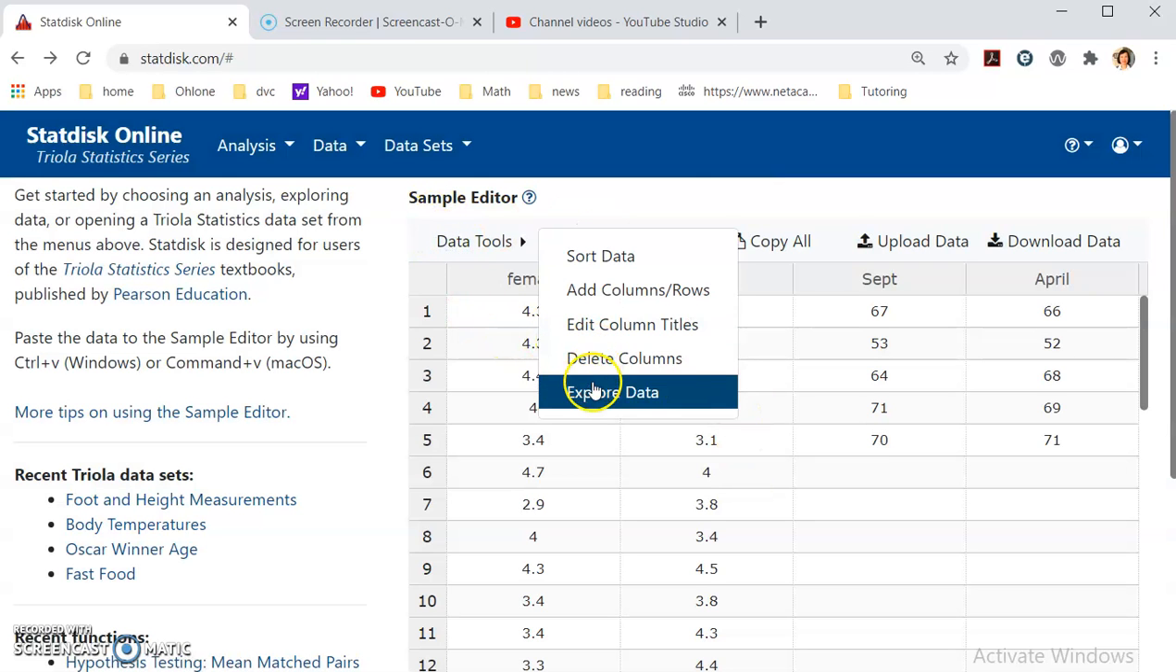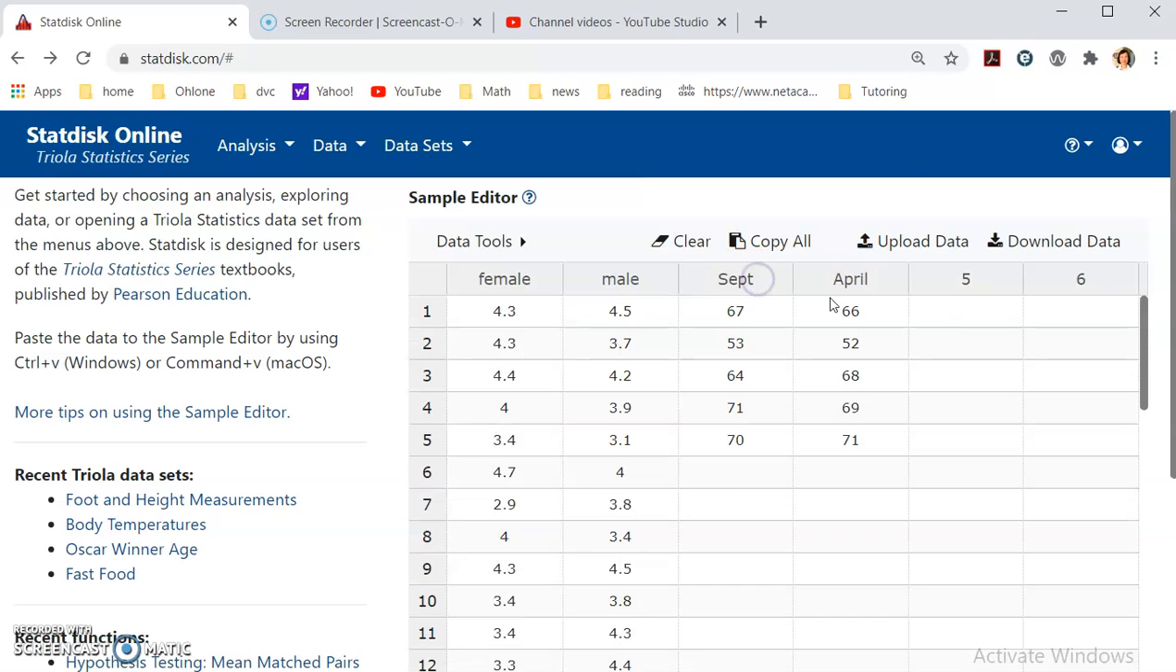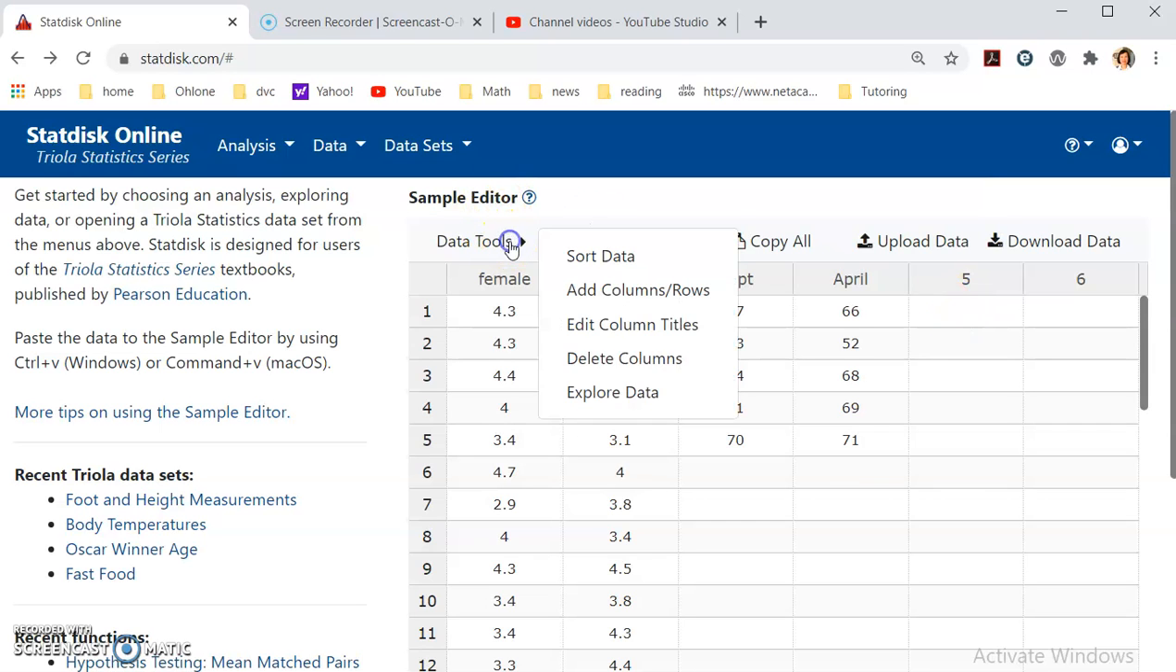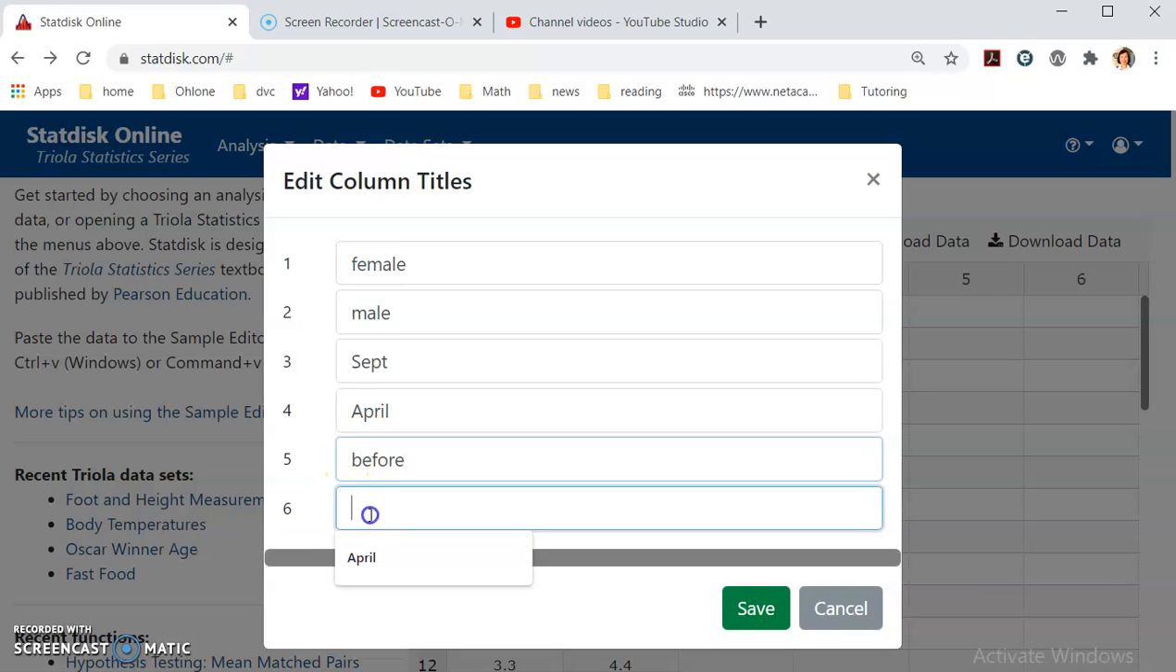Okay. Add column, add the blank column. No idea what happened. And then rename them. Added them. 5 is before and 6 is after.